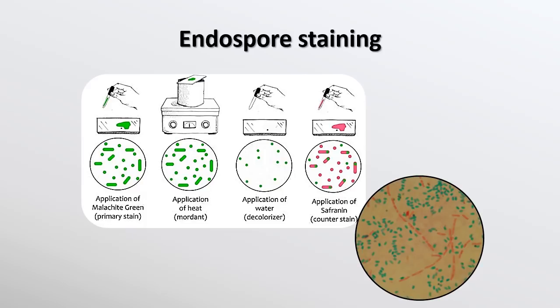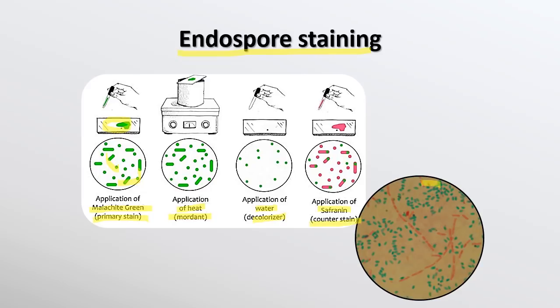So the final staining procedure is the endospore staining. Endospore staining mainly functions to differentiate between the endospore and the vegetative cells. First we prepare the smear, and on the smear we apply malachite green. Malachite green functions as the primary stain, which means all the vegetative cells and endospores will be stained green. After that we apply heat as a mordant, to force the dye into the cells. Then we decolorize with water, which means all the non-endospore cells will be decolorized and become colorless. Finally we use safranin as a counterstain.